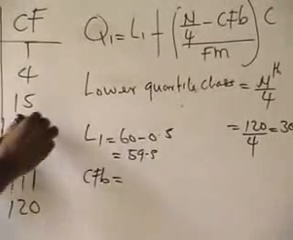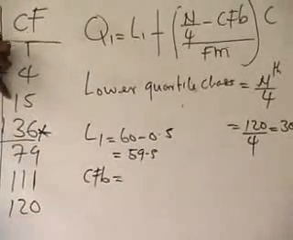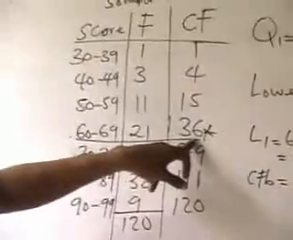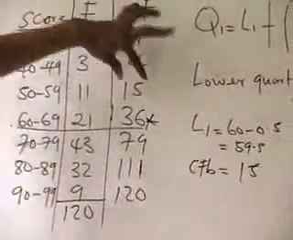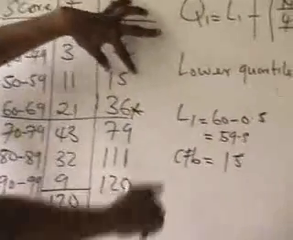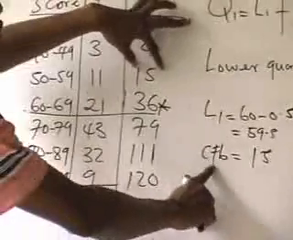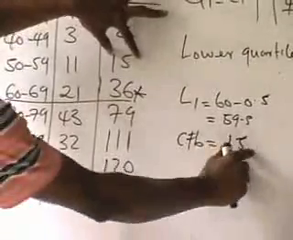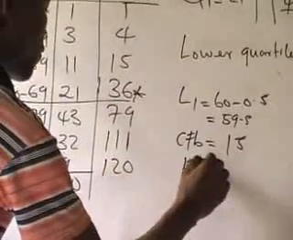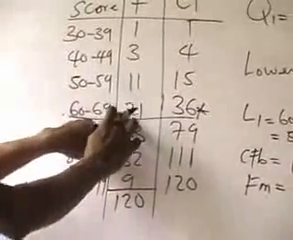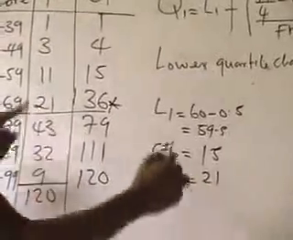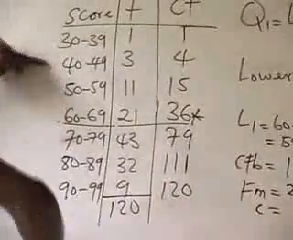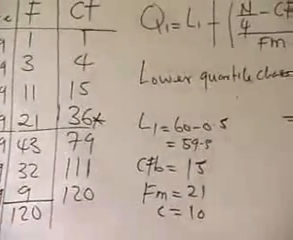If this is the class, are we together? What is the cumulative frequency before it? The cumulative frequency before that class is 15. Since we have done it on the median, I didn't need to write it again. Then FM means frequency of that class, which is 21. Then C is the class interval, the difference between the corresponding lower class, that is 10. So we have gotten everything we need.